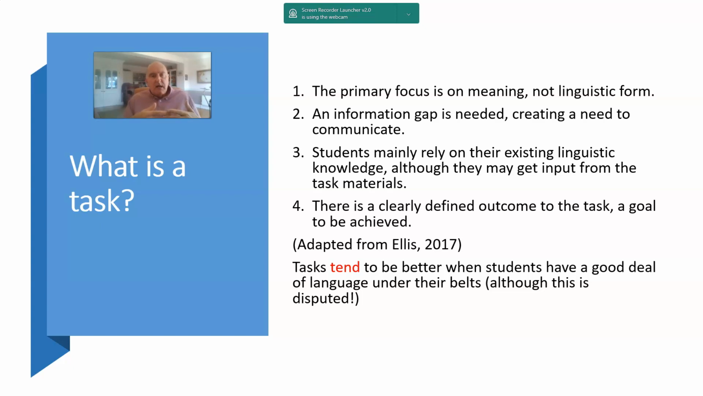Some writers like to say that these tasks should have a real-life connection, the sort of things that we would do really. For example, if people were talking about planning a holiday together or talking about a movie to watch on Netflix, that could be a linguistic activity, but a real-life task.